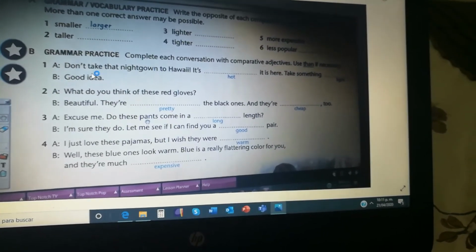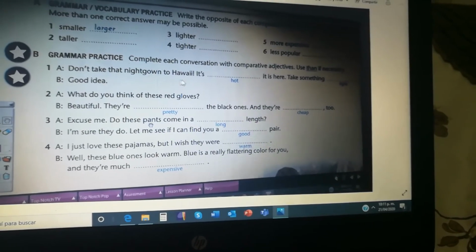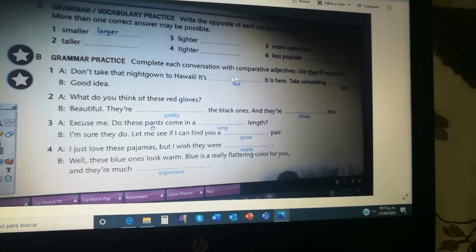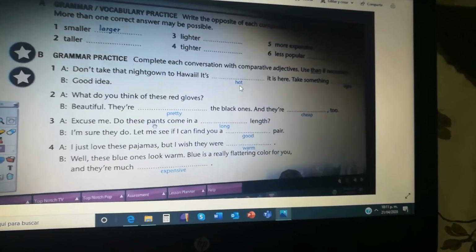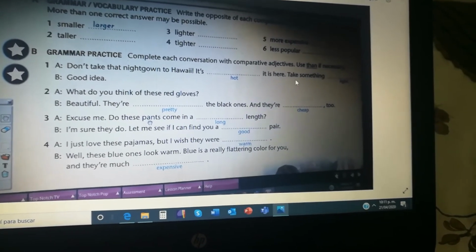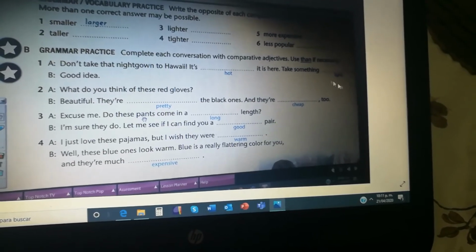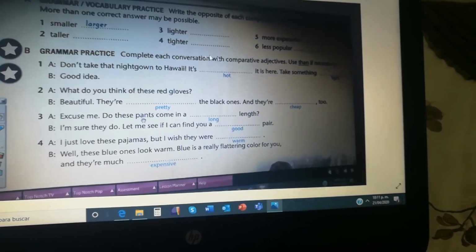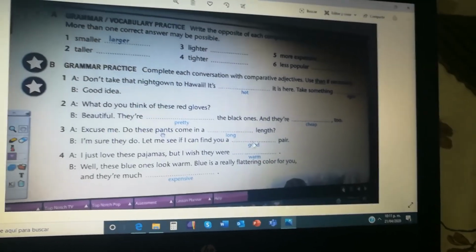And you have number 1. Yes, you need to put the comparative form for hot, and the comparative for light. Okay? And you put than if necessary.